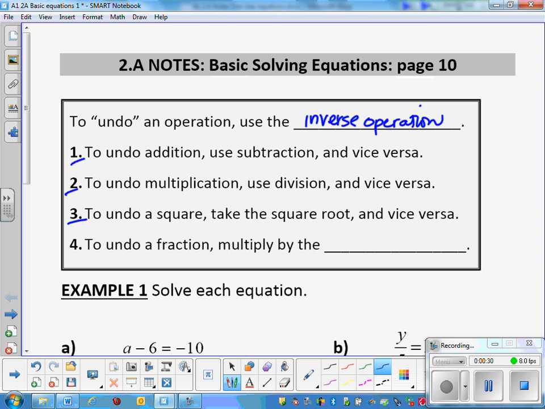To undo a square, take the square root, and vice versa. So if you have a square root, you're going to square to undo it. And to undo a fraction, you're going to multiply by its reciprocal.